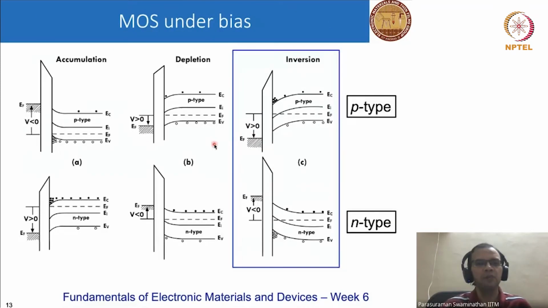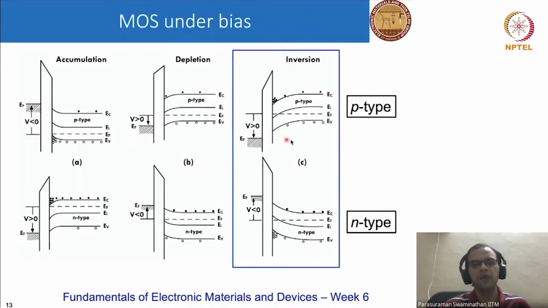When we now apply a bias, depending upon how the bias is applied, we can either have accumulation of carriers or we can have depletion. Accumulation of carriers is not good as far as creating the MOSFET goes, so that is not something we will talk about. When we apply the potential in such a way that we have depletion, we basically have the minority carriers essentially accumulate at the surface of the semiconductor.